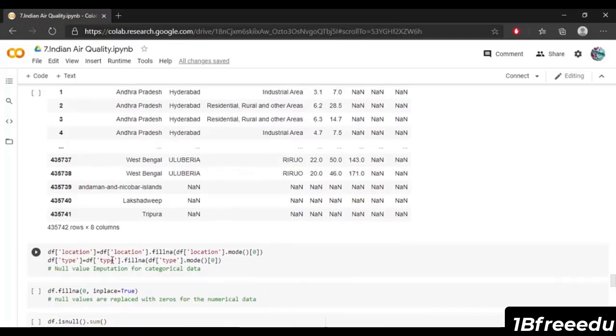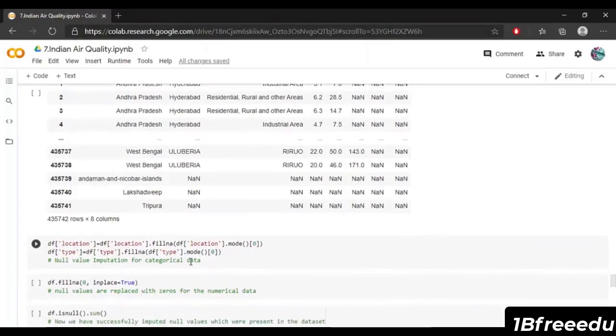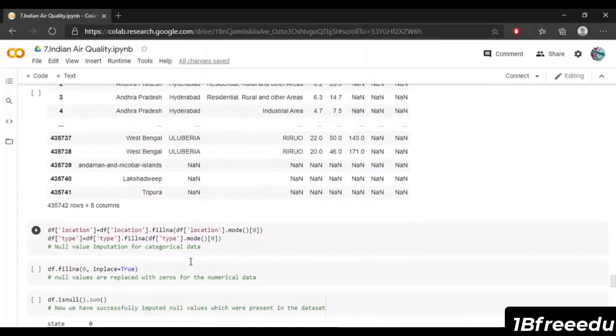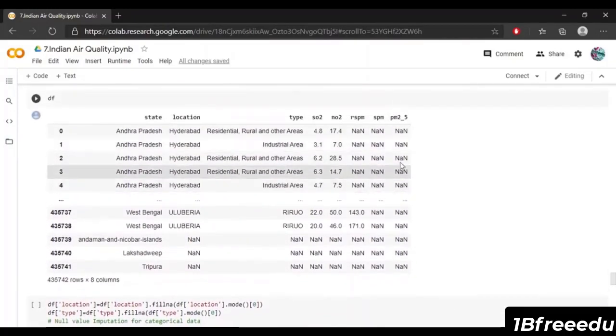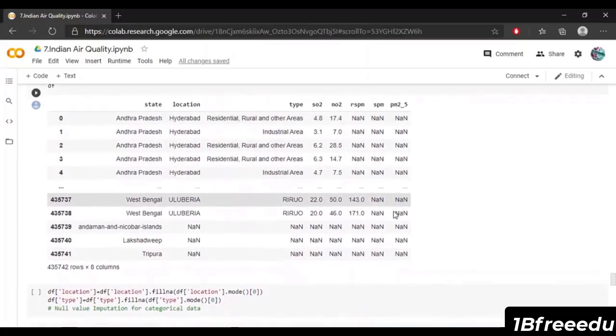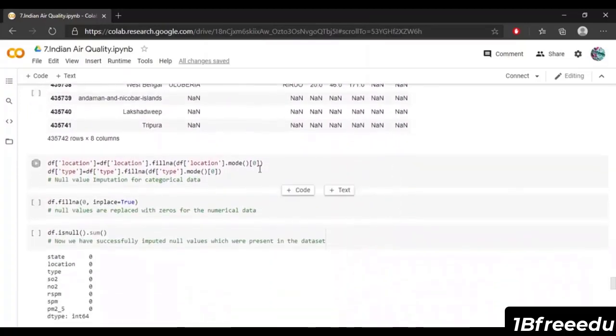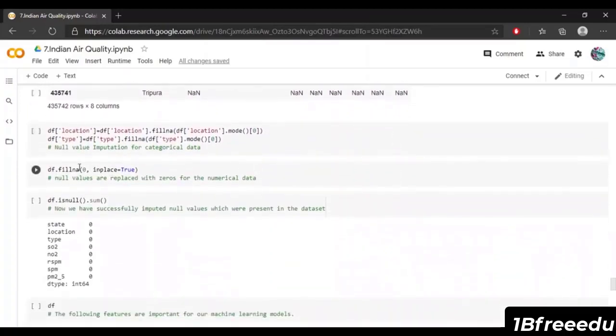So over here we have used df['type'] and filled the null values with df['type'].mode. And wherever we had null values in the numeric columns, instead of imputing these numbers with the help of mean, we have directly filled those null values with 0. We have used this function over here, df.fillna, and we have filled the null values with the 0 value.